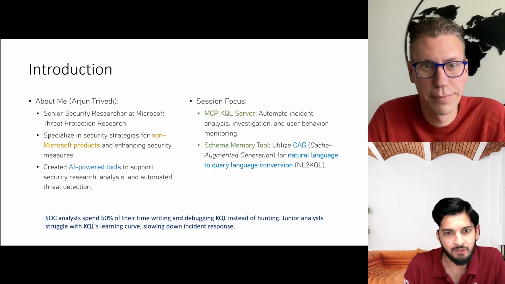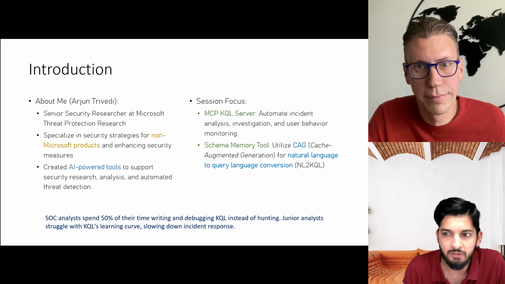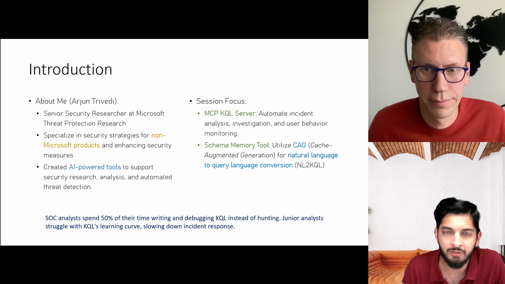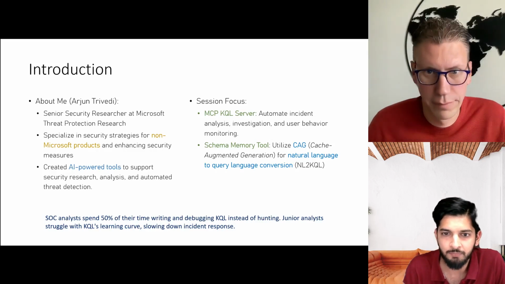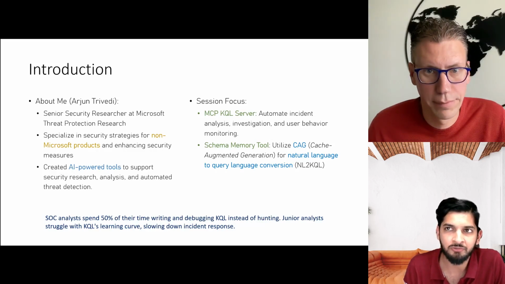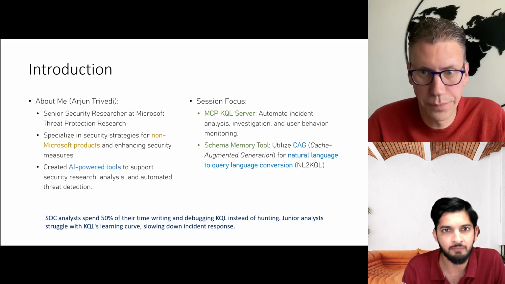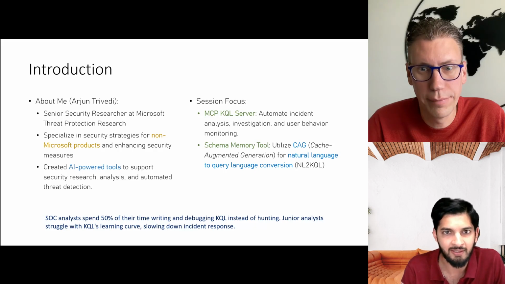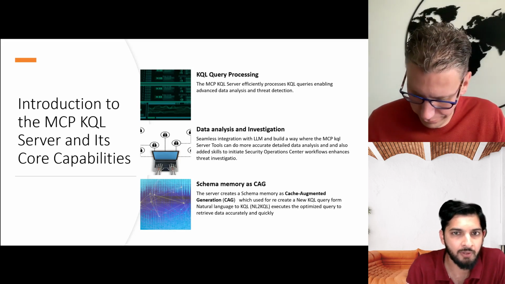Currently, this MCP server has two tools. One is the schema memory tool, which contains CAG technology, cache augmented generation, which is used for creating natural language to Kusto queries from the AI prompts. The other is executing Kusto queries: parsing Kusto queries from the AI prompts and executing the KQL query, then providing the response to the LLM, and the LLM will provide a detailed report and analysis based on the user prompt.